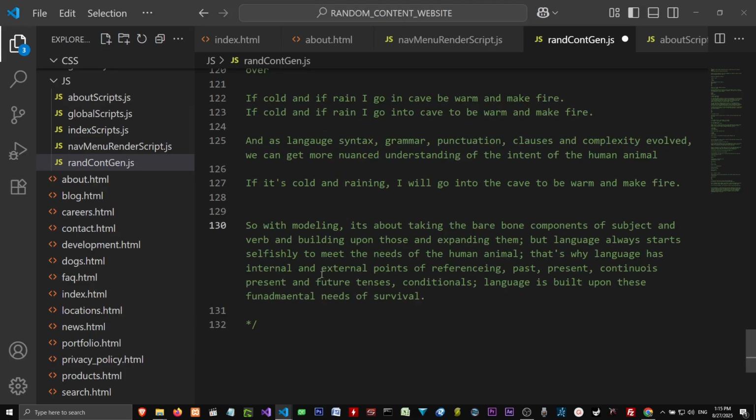So with modeling, I'm not talking about large language models yet or using mathematics and statistics, but just in general linguistic modeling, it is about taking the bare bone components of subject and verb and building upon those and expanding them. But language always starts selfishly to meet the needs of the human animal. That's why language always has an internal and external point of referencing. That's why we have past, present, continuous present, and future tenses. That's why we have conditionals. Language is built upon the fundamental need of survival.